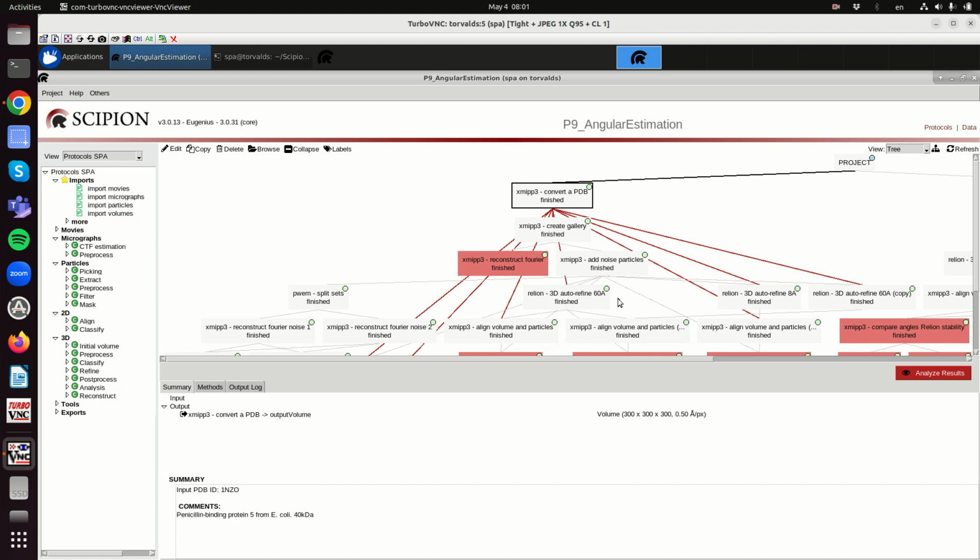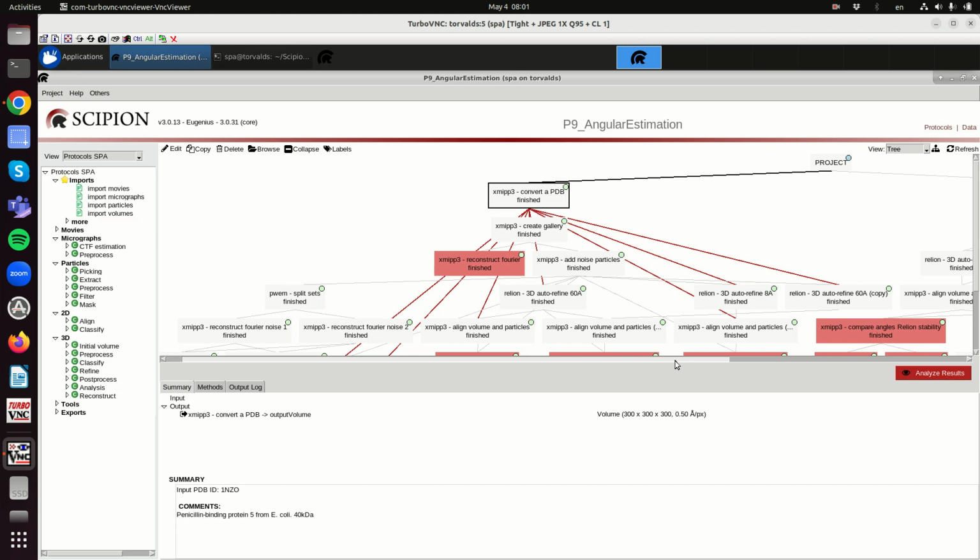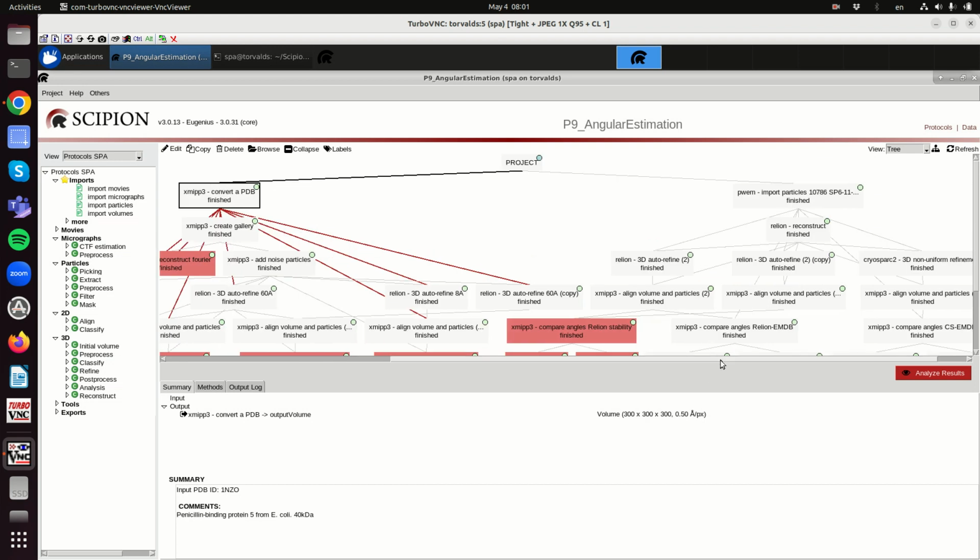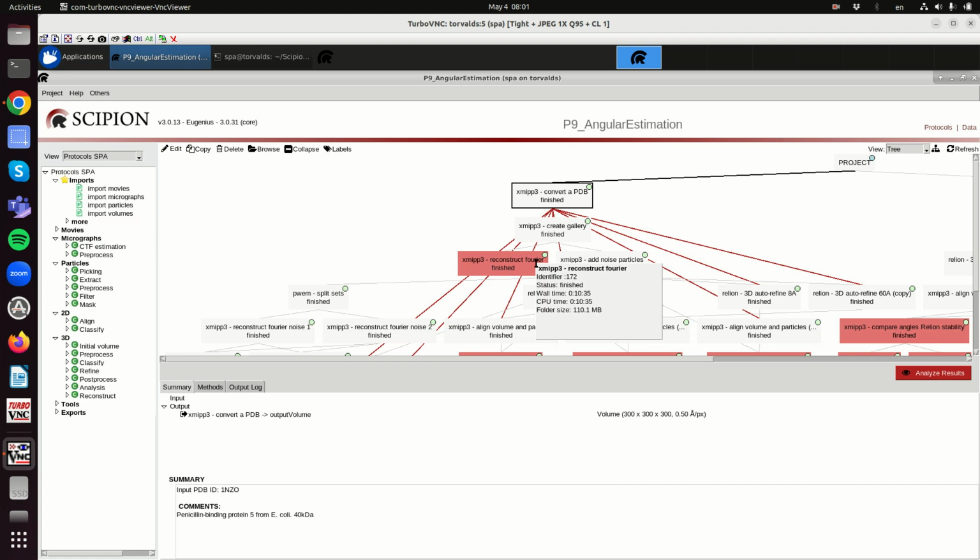So in this new project, what we will try is to understand the process of angular estimation. Let's start with simulated data, and then we will move to this other branch where we have experimental data. The main idea in this project is that when we have to estimate the orientation of each one of the particles, because of the noise, we will have estimation errors.